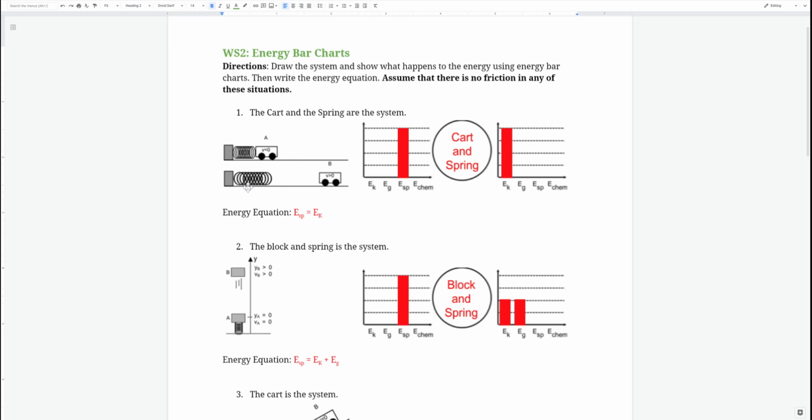At the end, we have our spring sprung, so it has launched the car to the right. The car is now moving, so yes, we have kinetic energy. No height change, so no gravitational energy. The spring is not compressed anymore, so no more spring energy, and still no chemical energy. Then our energy equation for this one is just simply E spring equals EK. So we just have the spring energy at the start becoming kinetic energy at the end.